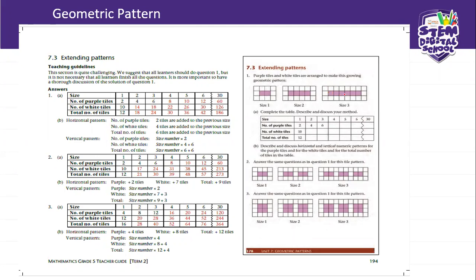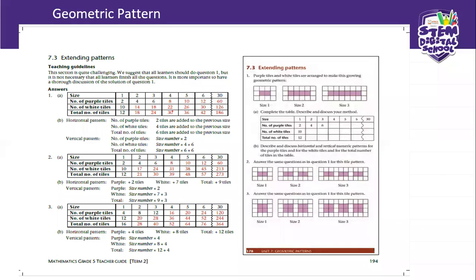Let's confirm. How many purple blocks are there? 1, 2, 3, 4, 5, 6. Correct. How many white blocks? 1, 2, 3, 4, 5, 6, 7, 8, 9, 10, 11, 12, 13, 14, 15, 16, 17, 18. Correct. How many total blocks do you think there are? So all these white blocks are 18 plus the 6, which is 19, 20, 21, 22, 23, 24, which agrees.